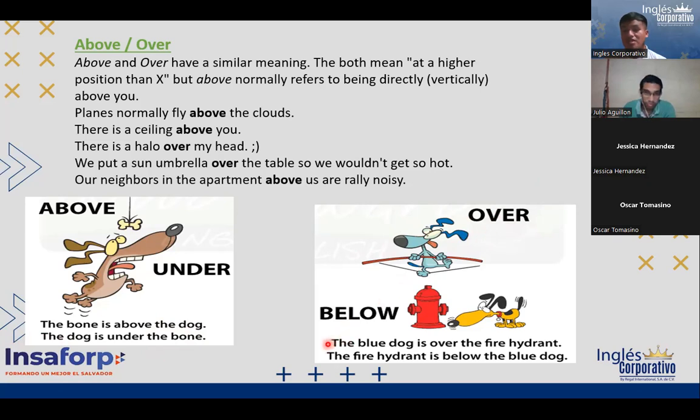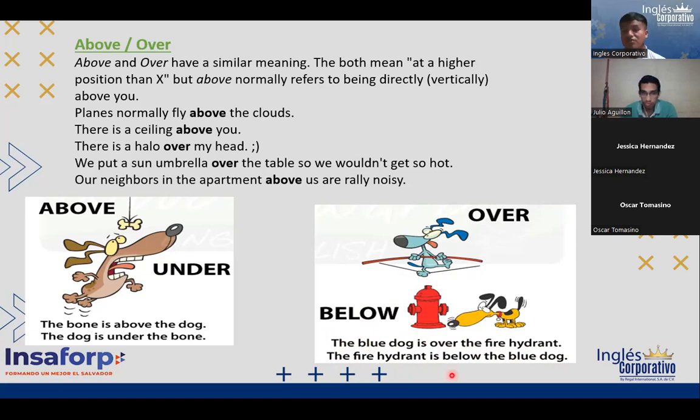So we say, the blue dog is over the fire hydrant. El perro azul está encima del, I don't know how we say this in Spanish. No sé cómo lo llamamos a esto en español, really. Toma de agua. Hidrante, he escuchado. Hidrante también. Hidrante, okay. So we're going to call it hidrante. So we are going to say, the blue dog is over the fire hydrant. El perro azul está encima del hidrante de fuego. And we say the fire hydrant is below the blue dog.